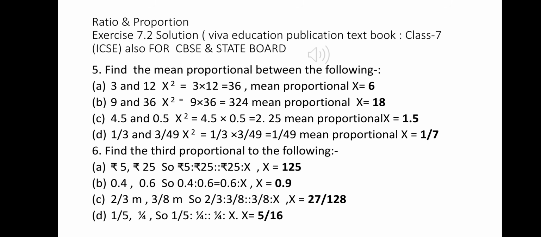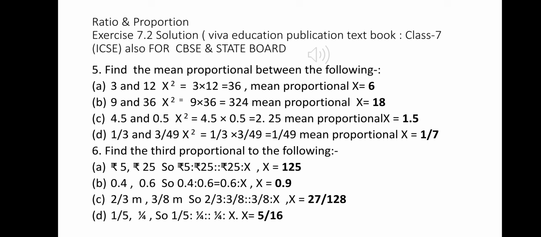D. 1 upon 5, 1 upon 4. The third proportional will be 1 upon 5 is to 1 upon 4 is to 1 upon 4 is to x. So x is equal to 1 upon 4 into 1 upon 4 divided by 1 upon 5, that is 5 upon 16 is the third proportional.